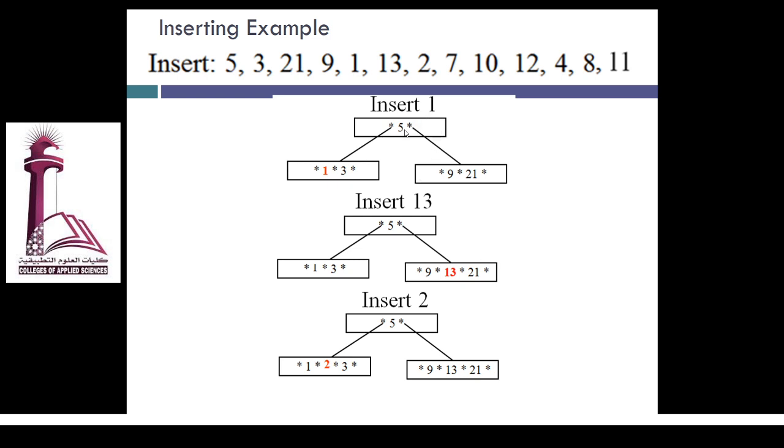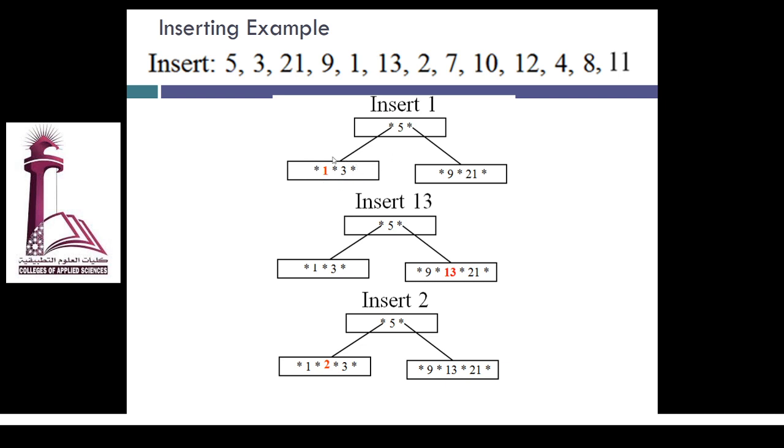Then next we are going to insert 1. So it is same as a binary search tree. So if you want to insert 1, you have to compare with the root. So 1 is less than the root. So you have to go to left. So you will insert 1, 3.